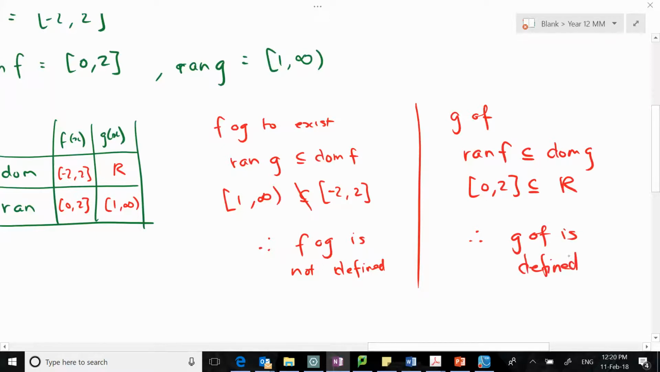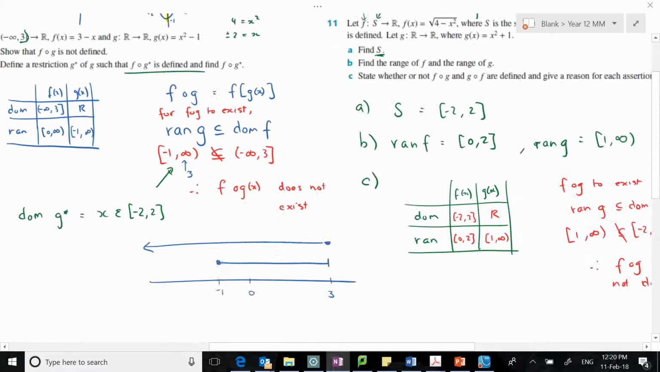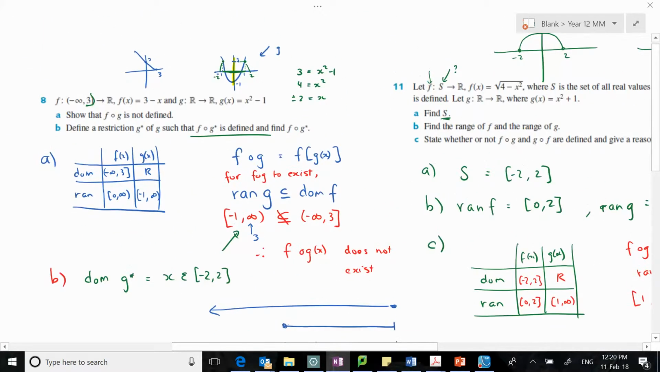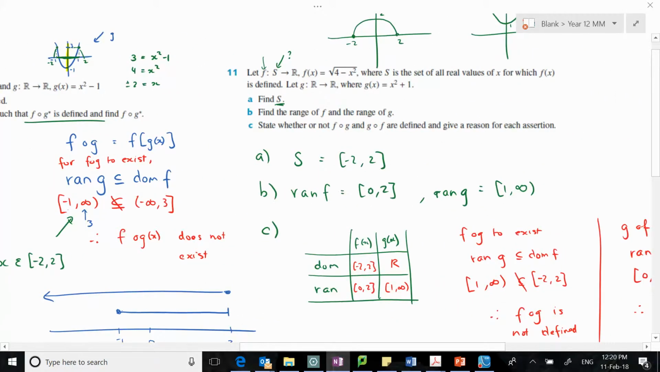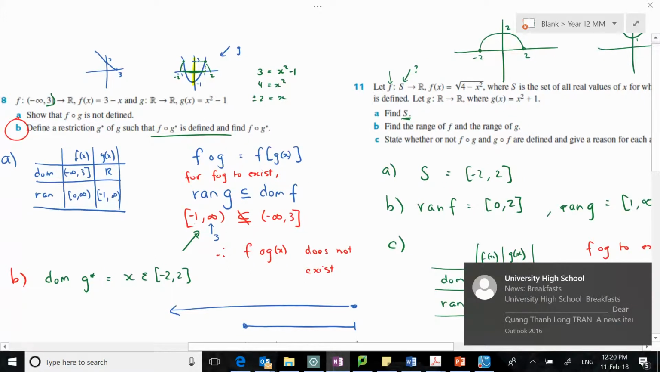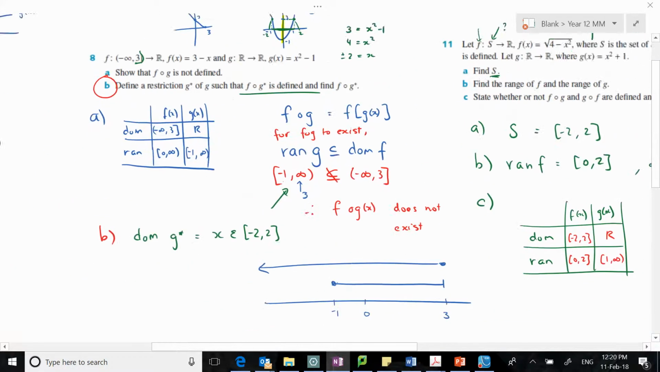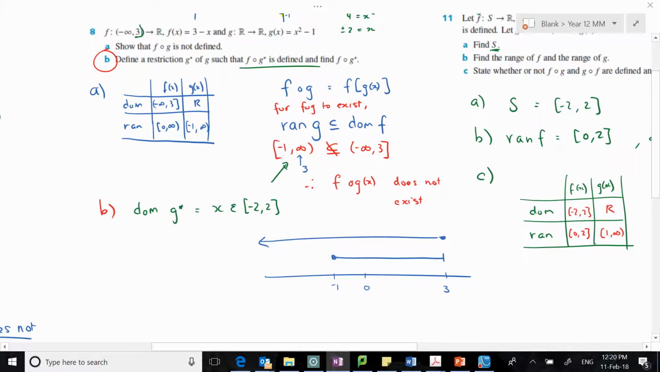Okay, I'm hoping you're starting to pick up the gist of what I'm doing. The hardest one is, like I said, this one, where you have to restrict the domain. Part B. That's the one I really wanted you guys to do. Wait, I just realized I didn't answer the question properly. It says define a restriction of g such that f of g is defined, and then find f of g. Oh, sorry. I'm going back to this one. This is a classic example of what students do in a SAC. They forget to answer the question properly.